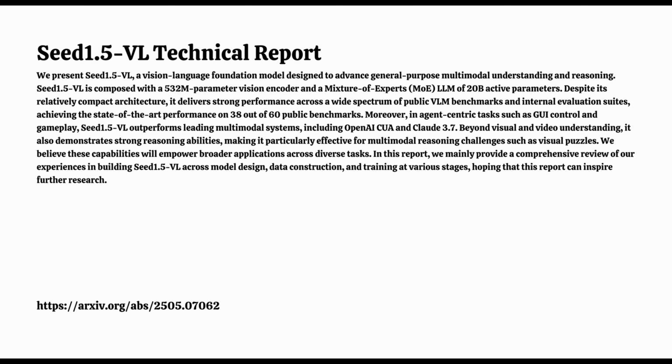Makes sense. How does it handle video specifically? It can't just treat it like a stack of images, can it? No, it uses a clever strategy called dynamic frame resolution sampling. Dynamic. Okay, so it chooses frames and resolution. Exactly. It tries to be smart about it.